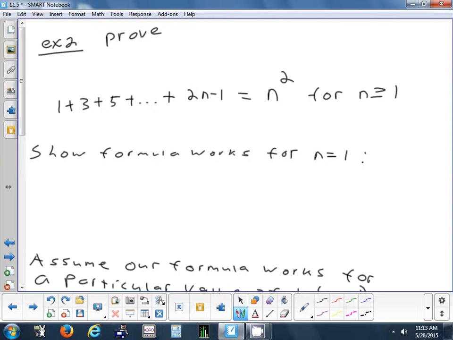Okay, let's try this one. So this one is just adding up the first n. How would you say this? How could you basically explain what you're adding up here? Forget what it adds up to. That's the formula. We'll prove that. Just explain what's on the left-hand side.